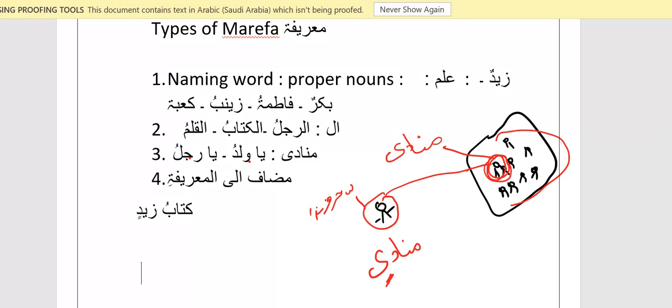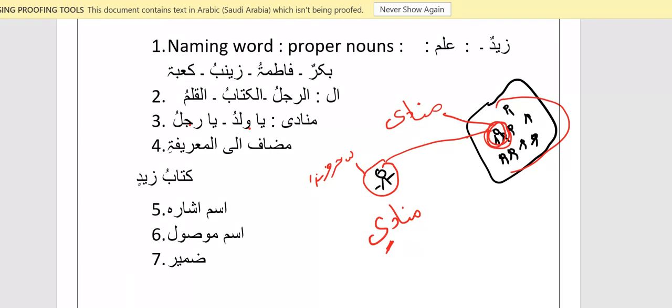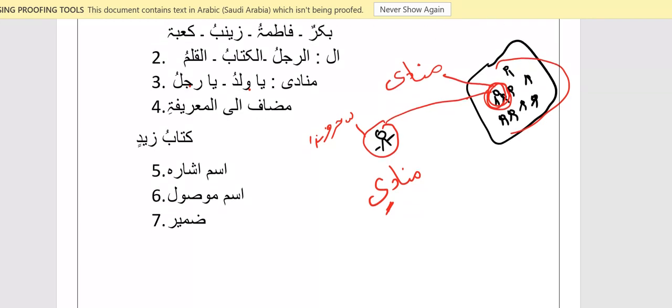Now the fifth point. Fifth point is ismu ishara, which we are going to learn later. Sixth is ismu mausul, again later. Seventh is zamir, again later. These are the seven types of marifa which we are going to learn later inshallah in the upcoming lessons.